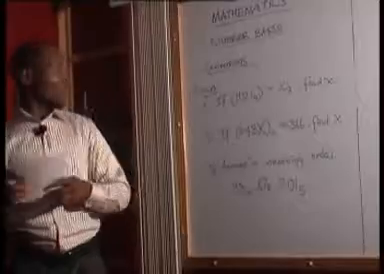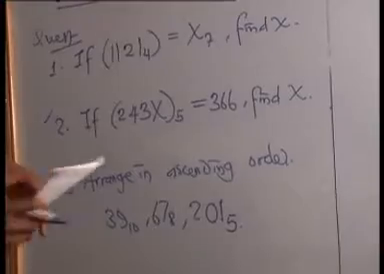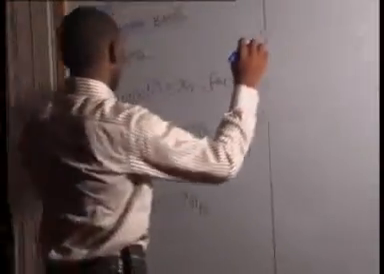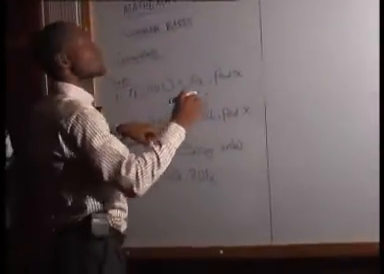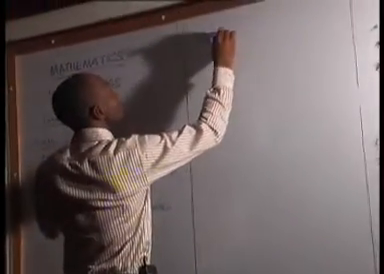Question 2. Okay. Let me solve question 2, then you pick 1 and 3 and do them on your own. Question 2 says if 2, 4, 3, x base 5. So, the solution to question 2.